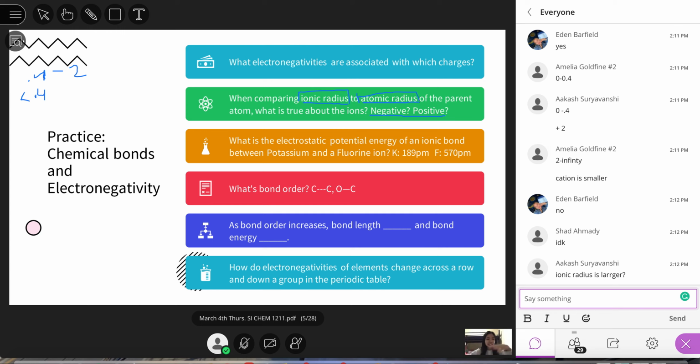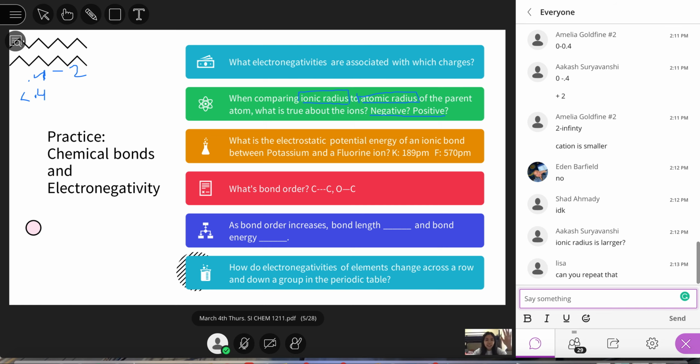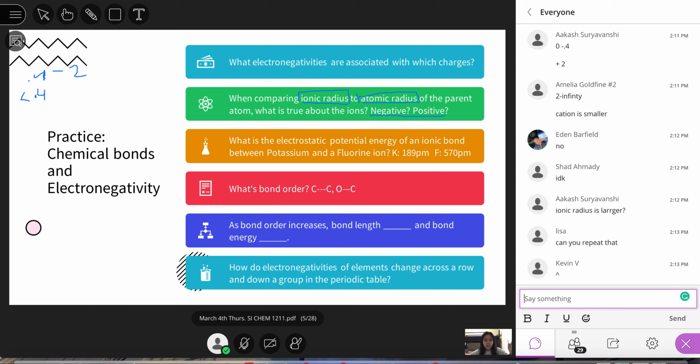Like you'll see on the next page when I have answers too. You'll see atomic radius is just larger for negative, smaller for positive ions. I'll have that on the next slide. Don't worry. What is the electrostatic potential energy?